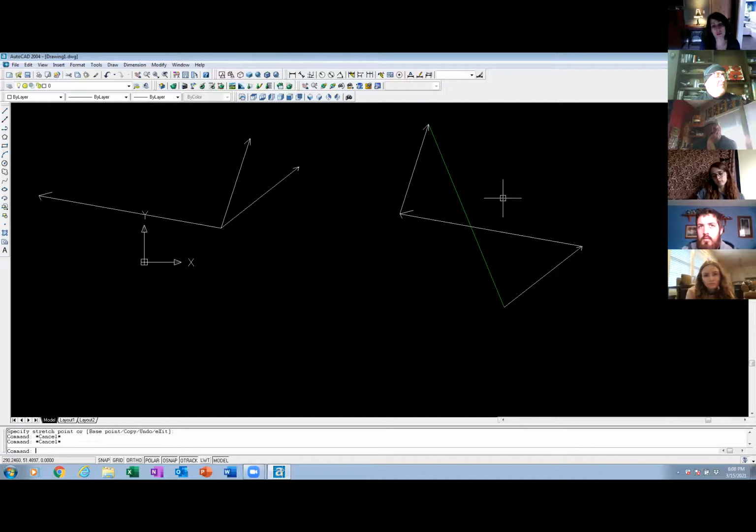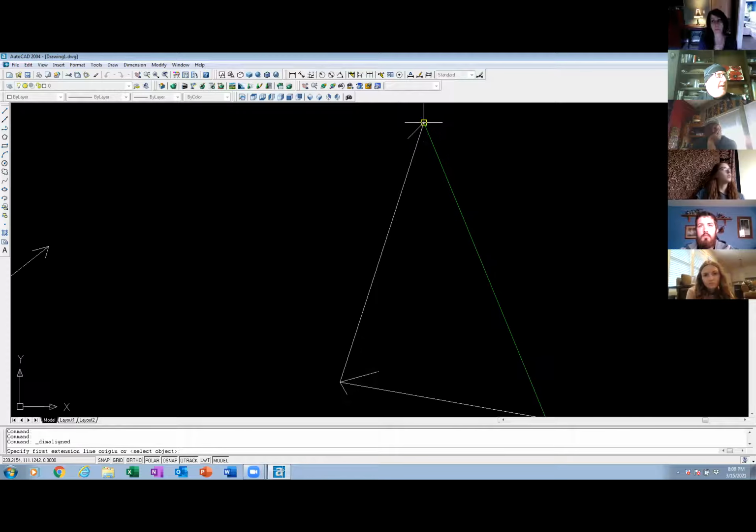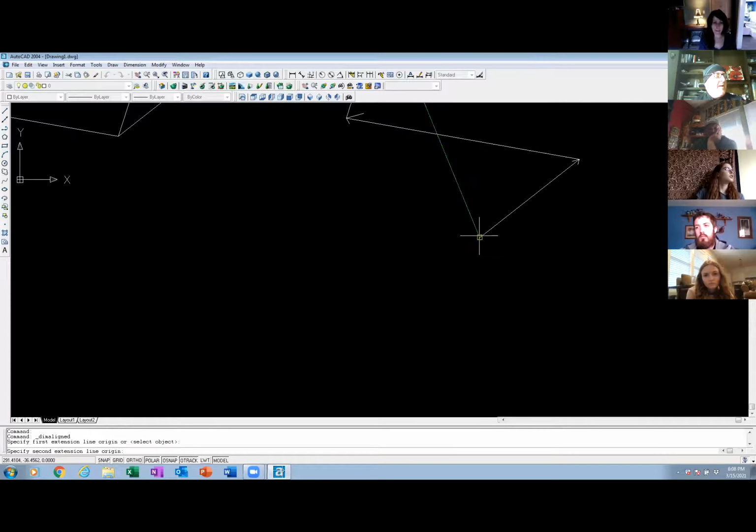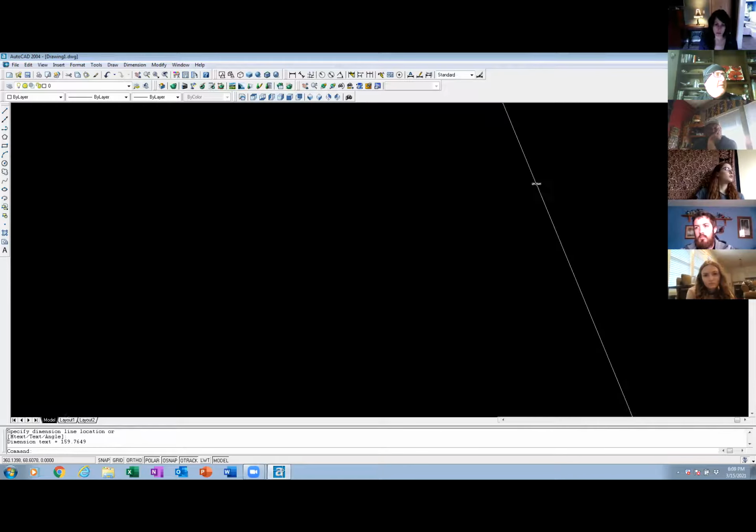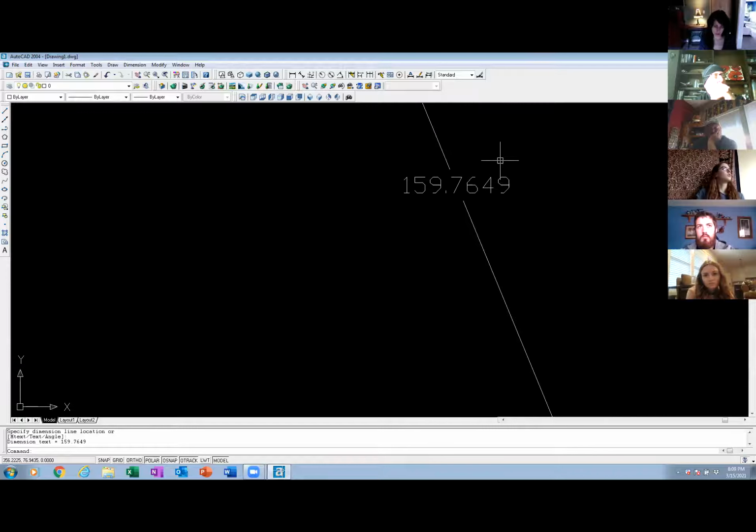Now, because this is AutoCAD, I can actually cheat and tell you the resultant right now. There's the resultant magnitude, 159.76. If we turned all of those into X and Y coordinates, then we could just add them all together. So the cool thing about vectors is we don't have to do two law of sines and law of cosines problems. We can just write them all as X's and Y's, add all the X's, add all the Y's, boom, we're done.